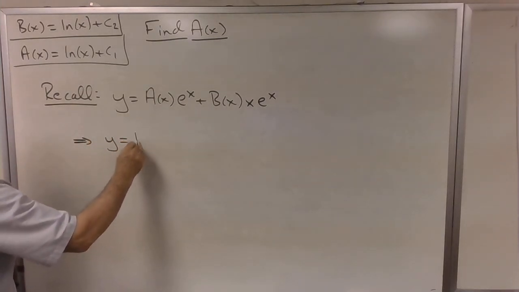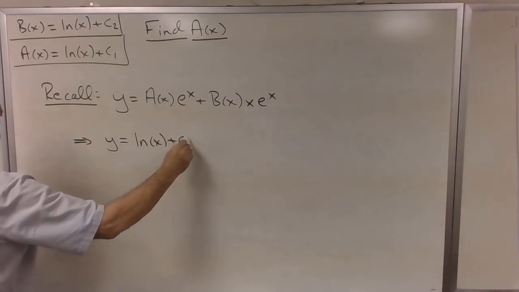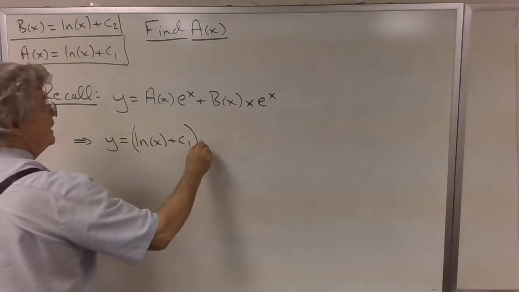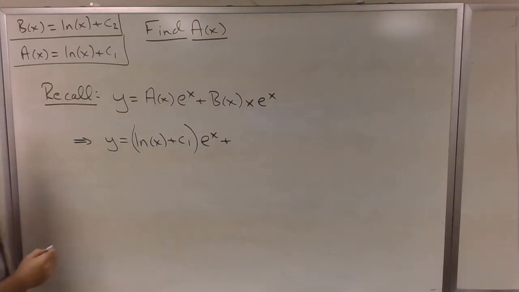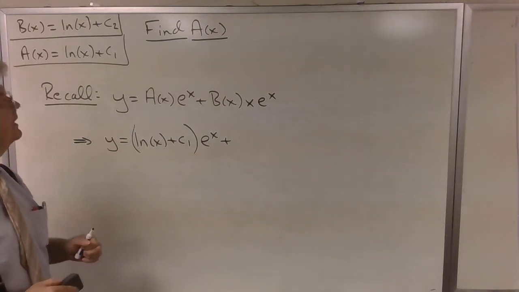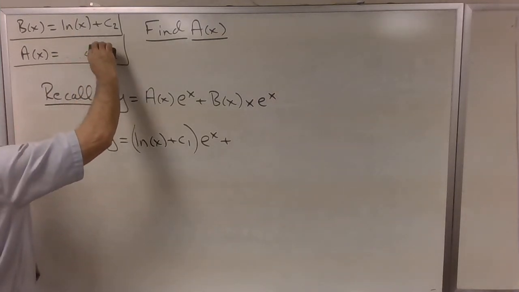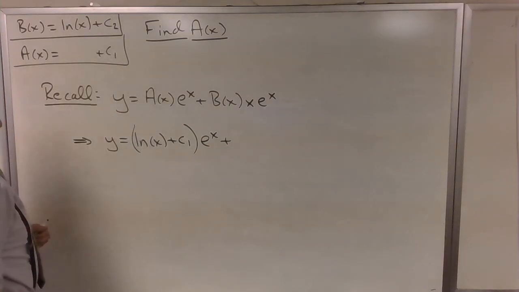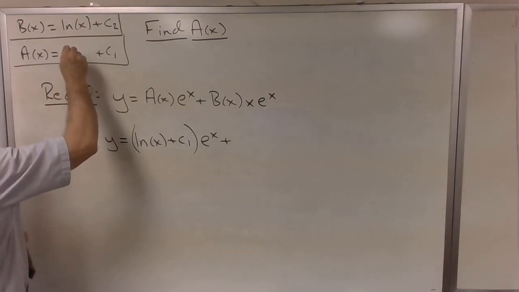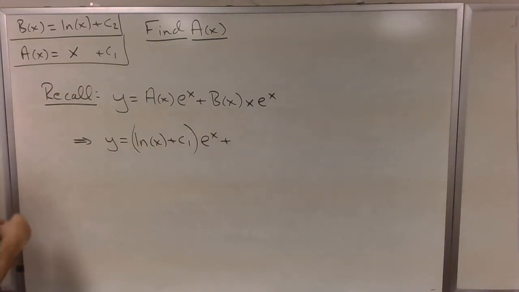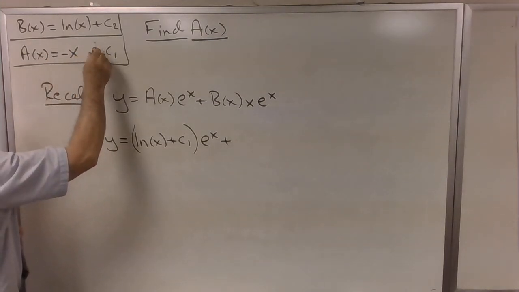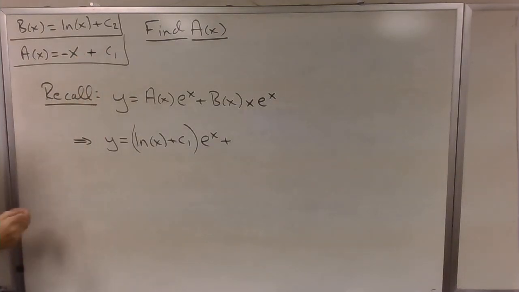A of x, natural log of x plus c1 times e to the x. Whoa, no. Why didn't one of you raise your hands and stop me? That's not what a of x was. A of x was what? X, just plain old negative x, wasn't it? That's what a was, I hope.